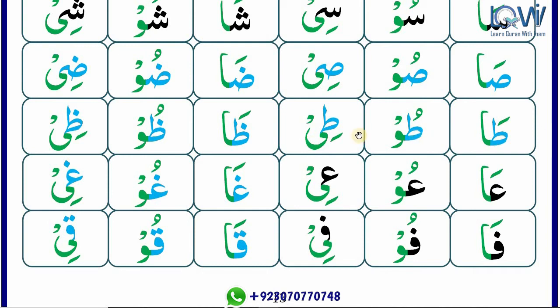Ta is a musta'ali letter, that's why we read it with thicker voice. Next letter is dha. Dha is also musta'aliya and we have to read with thicker voice and without whistle sound. Dha dhu dhi.